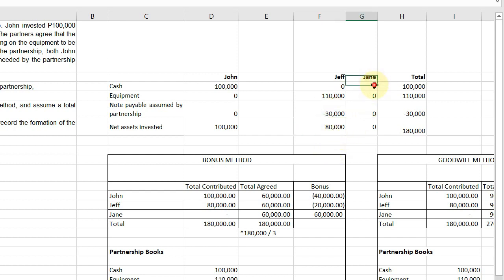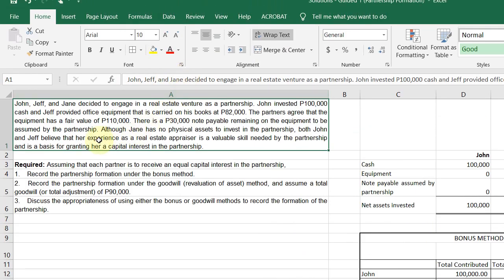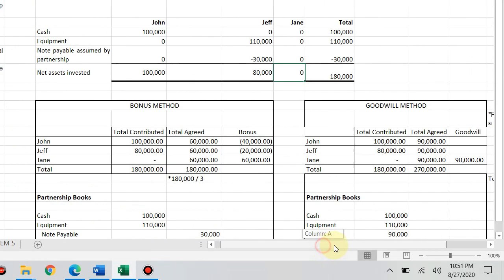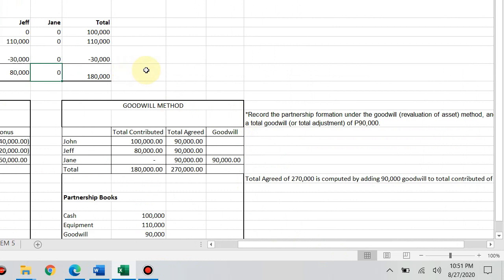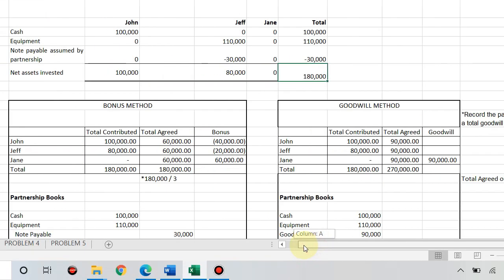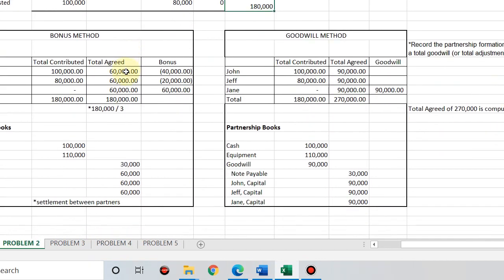Si Jane, wala. So, because she is an industrial partner. Look, her experience as a real estate appraiser is a valuable skill. Okay? So, wala, pero mahalaga ang contribution niya, which is the skill. So, add mo lang 100, 110, minus 30. Total partnership capital is actually 180,000 net assets invested. Okay?